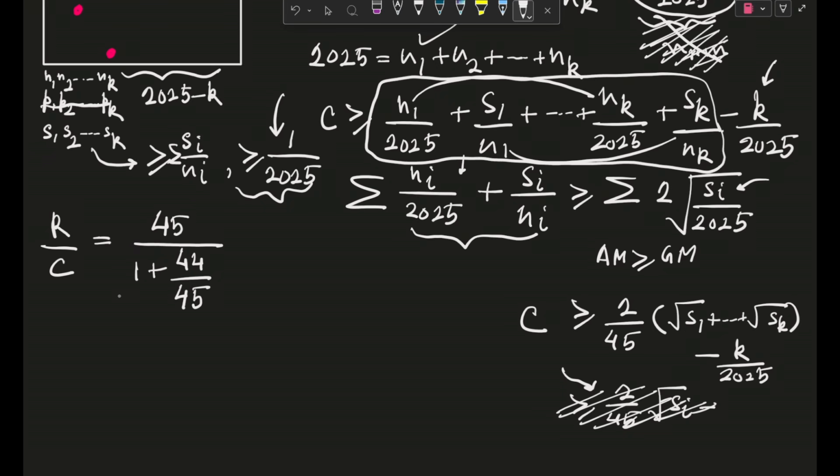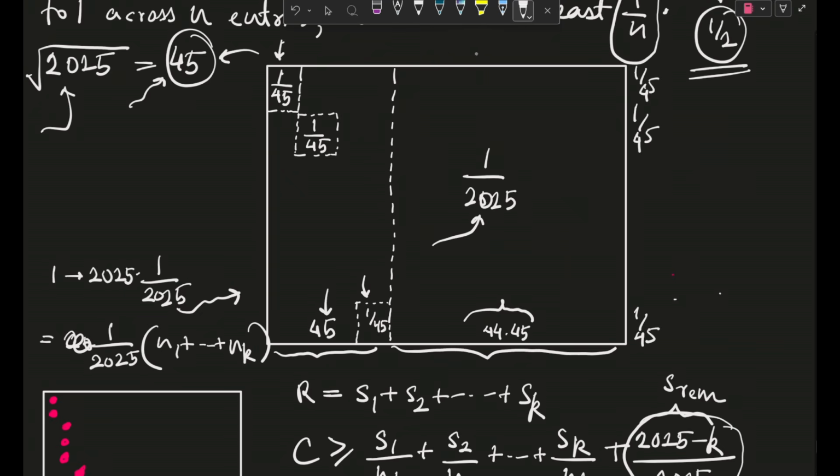I hope you understood this. Row by column we are calculating, where r is the sum of all those maximum values in the rows, and c is the sum of the maximum values in the columns. So for r it goes to 45, and for columns it goes to 1 plus 44 by 45. Why did I do 1 plus 44 by 45? The 45 reasoning I hope you can easily understand for the rows, but 1 plus 44 by 45, why did I do this?